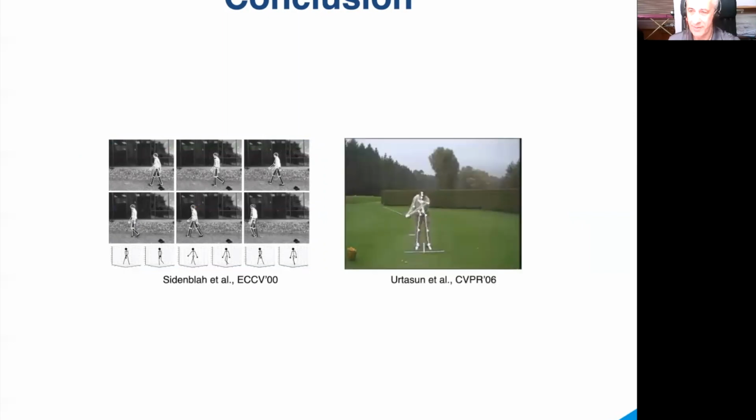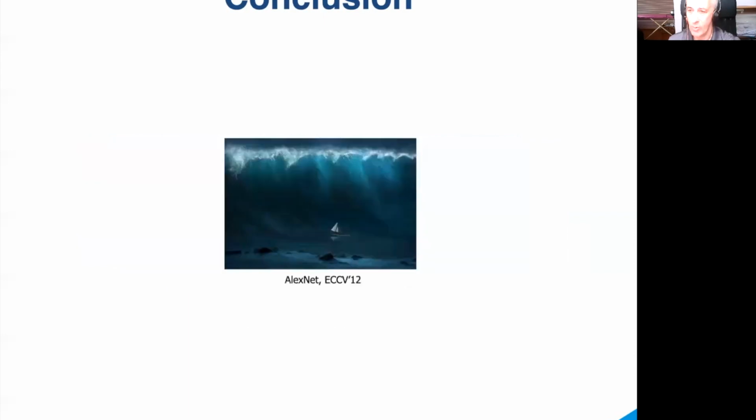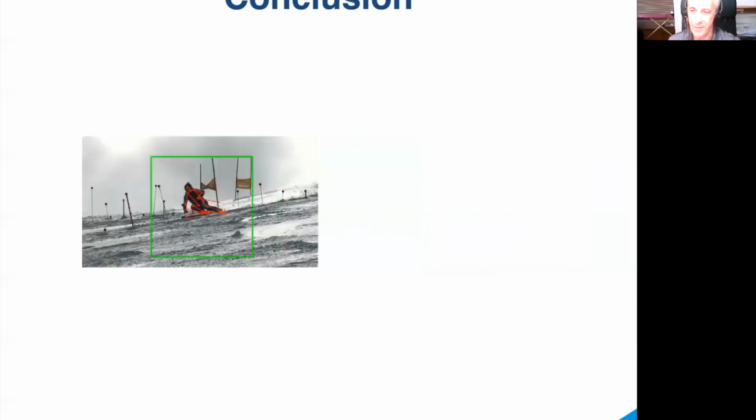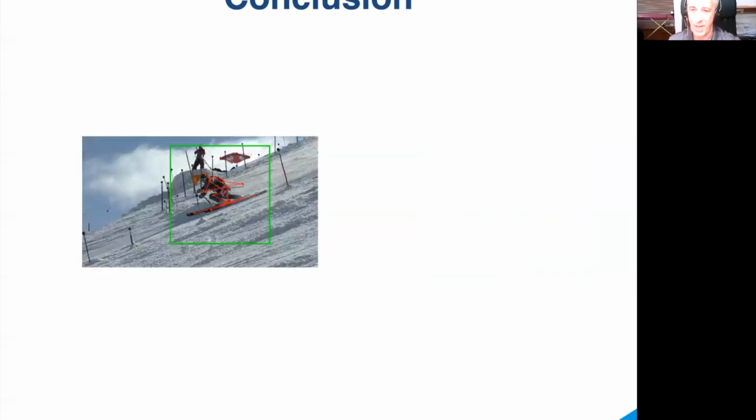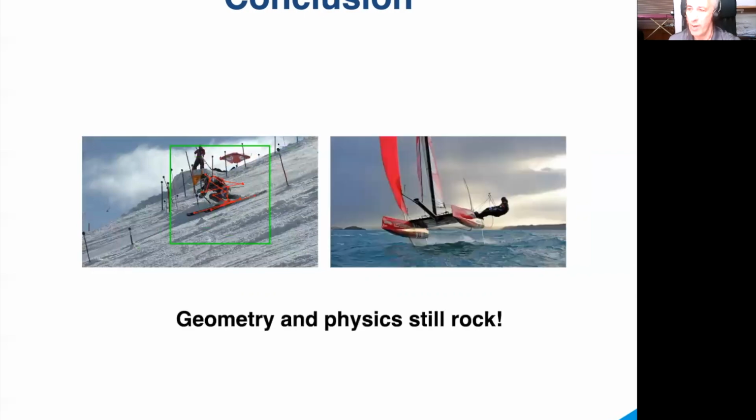Pose estimation in sport has a long history. When deep networks captured the field by storm in 2012, it was said that everything else was going to be swept away. That's not exactly what happened. You still need to understand physics and geometry, while the deep nets give us the tools we need to go much faster than we used to. So in short, geometry and physics still rock.